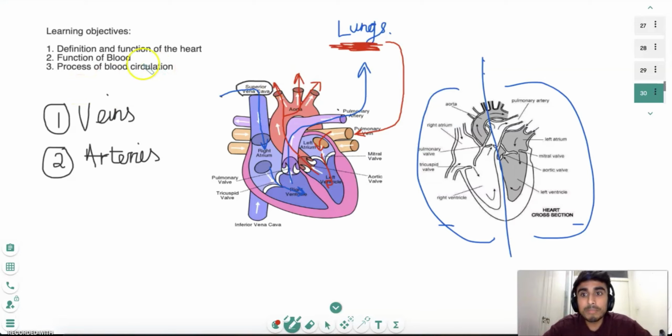So just going back through the different learning objectives that we had, we've definitely focused on the definition and function of the heart. We've also focused on the function of blood, which was to deliver oxygen to the different tissues and organs that we have in our body. And we've also focused on the process of blood circulation, where we've looked at this double circulation or double pump, where the right side pumps the blood to the lungs to get oxygen, and the left side pumps the blood to the rest of the body. Okay, I hope that makes sense.